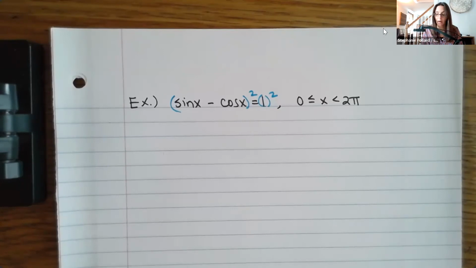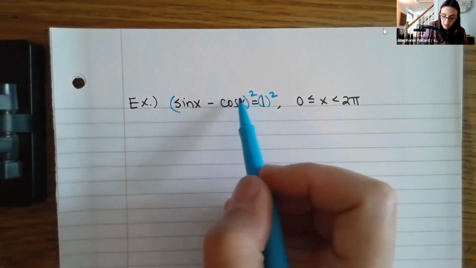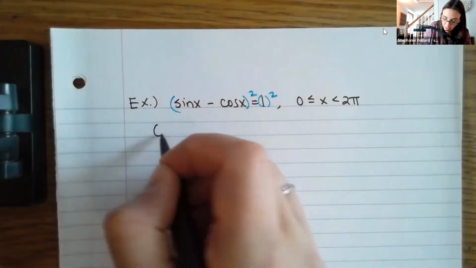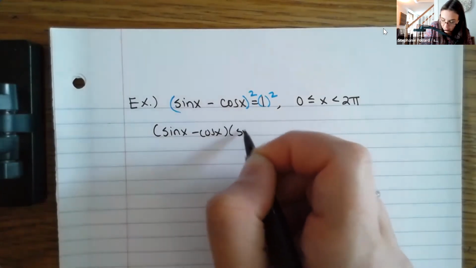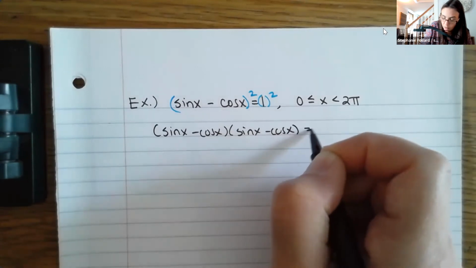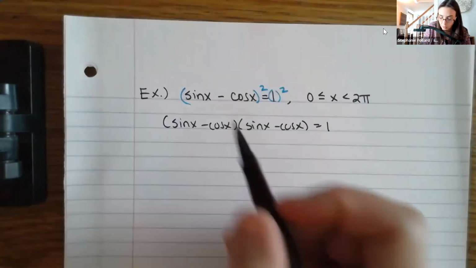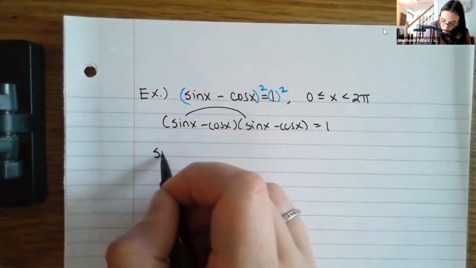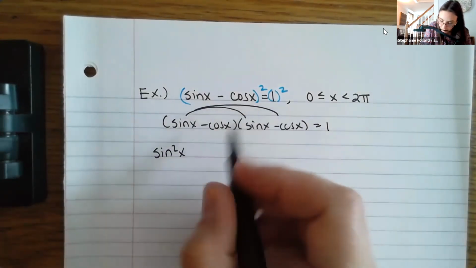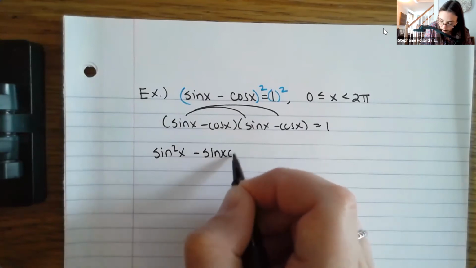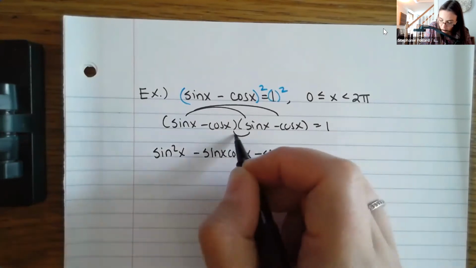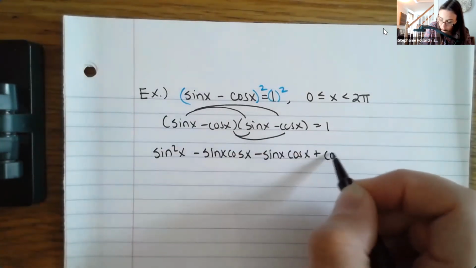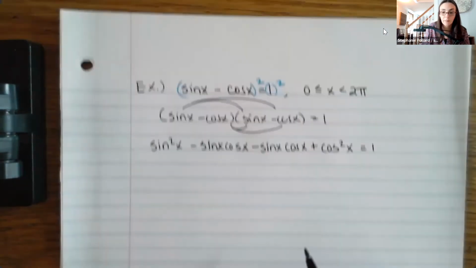So we are going to square both sides here. Now, when you're squaring the left side, don't forget you do have to multiply it out. It's not sine squared minus cosine squared. It's sine x minus cosine x times sine x minus cosine x. Now, 1 squared is just 1, so that part's easy. But here you have to multiply. Sine times sine is sine squared, minus sine times cosine, minus another sine times cosine. Negative, negative becomes positive, and then you have cosine times cosine is cosine squared.